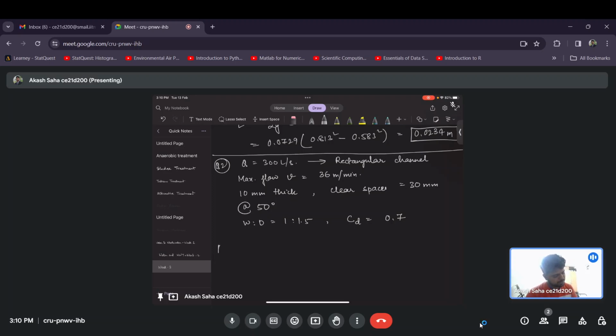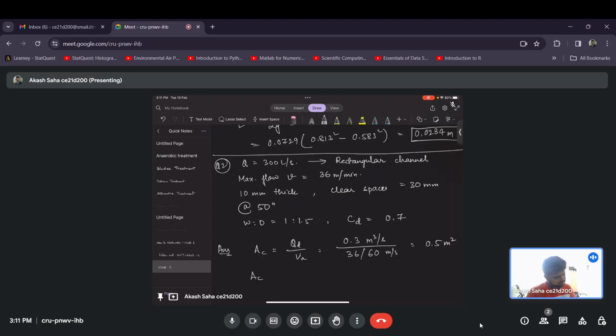So first we will find out the clear area AC. My clear area will be the discharge divided by the velocity of approach, or my maximum flow velocity. My discharge is 300 liter per second, or we can write 0.3 meter cube per second, and my velocity is given as 36 meter per minute. So I will write 36 by 60 meter per second to make the units the same. So it is 0.5 meter square.